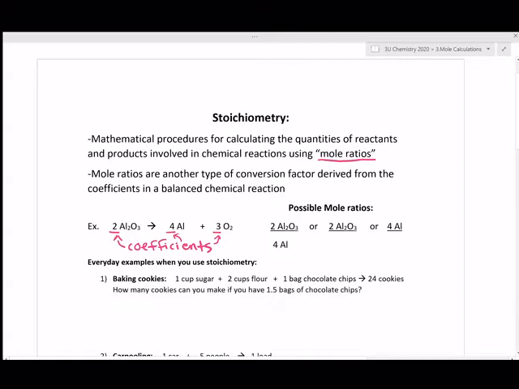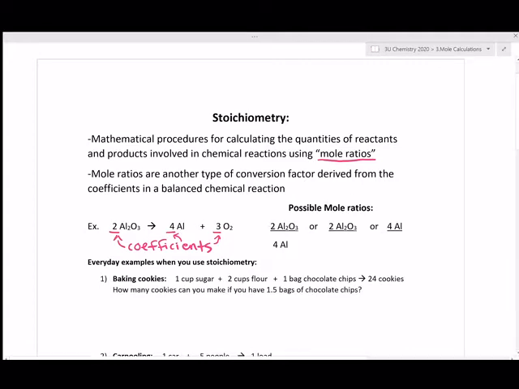So if we use those coefficients, they basically tell us, for every 2 aluminum oxide that you decompose, you're going to end up with 4 aluminums and 3 oxygens. Now, specifically, the 2, 4, and 3 refers to how many moles of each of those substances you're going to end up with. So we can make a whole bunch of different mole ratios from this equation.